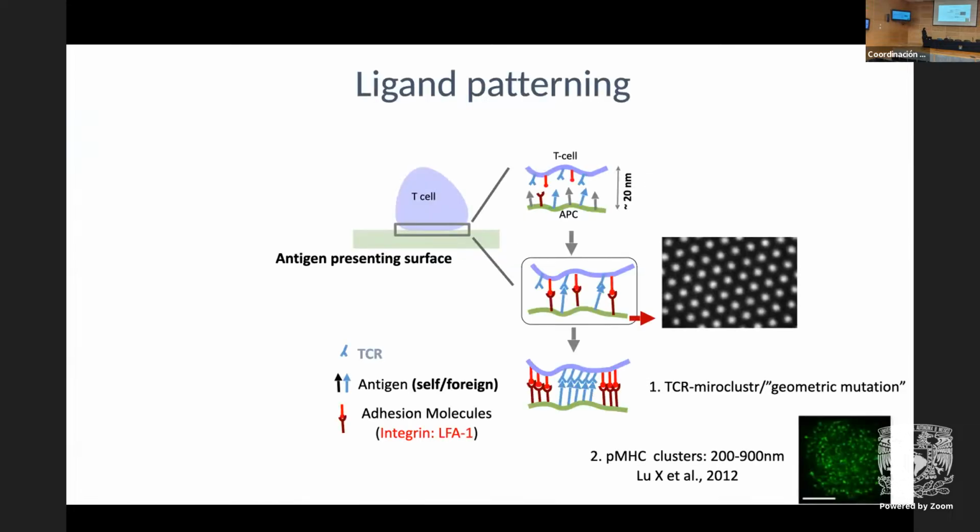So then we spent a lot of time making micro to sub-micrometer patterns like this. One idea is to manipulate the placing of the ligands and therefore the receptors. You saw this similar kind of idea with geometric mutation. And the other point is that people think that the ligands of TCR might themselves be clustered on the antigen presenting cells. Okay?